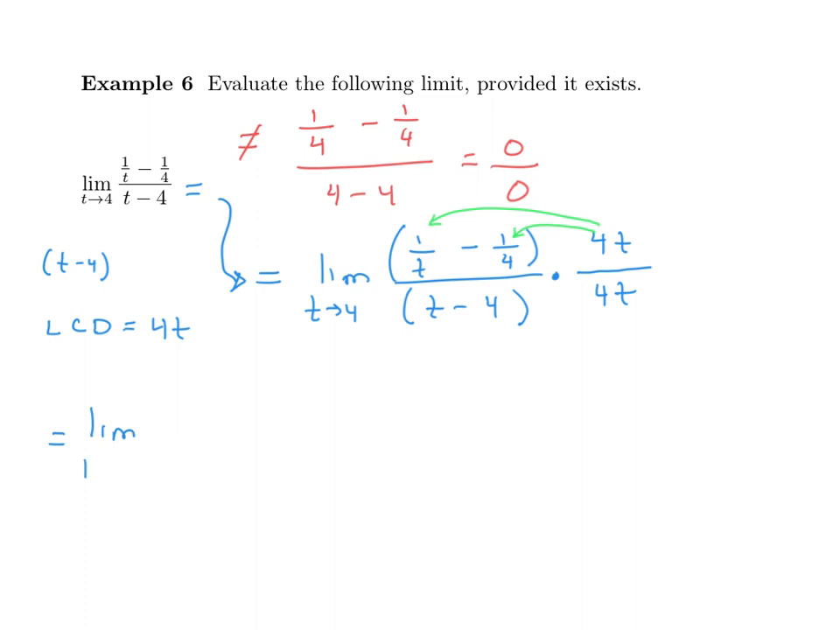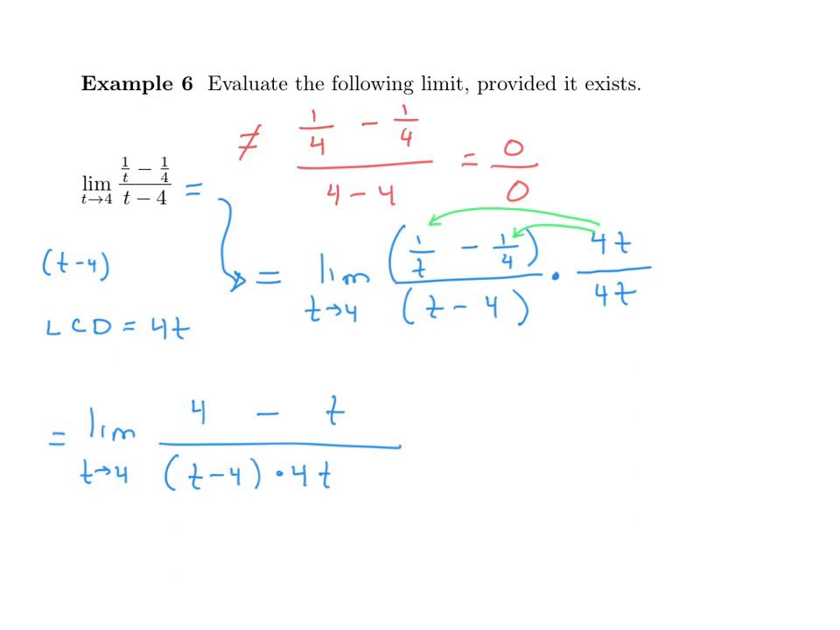This is the limit as t approaches 4 of. When you multiply 4t here, you have 4t over t. The t's cancel, and you're left with the number 4. Then we have minus 4t here is 4t over 4. The 4's cancel, and you're left with the t. In the denominator, I'm simply going to just leave it as t minus 4 times 4t.